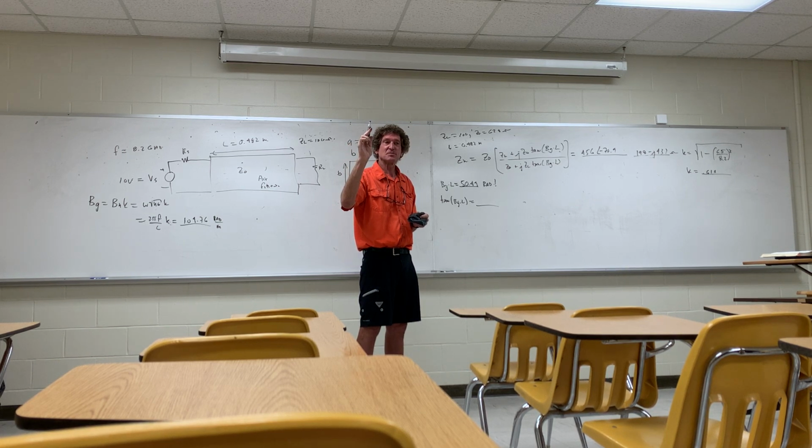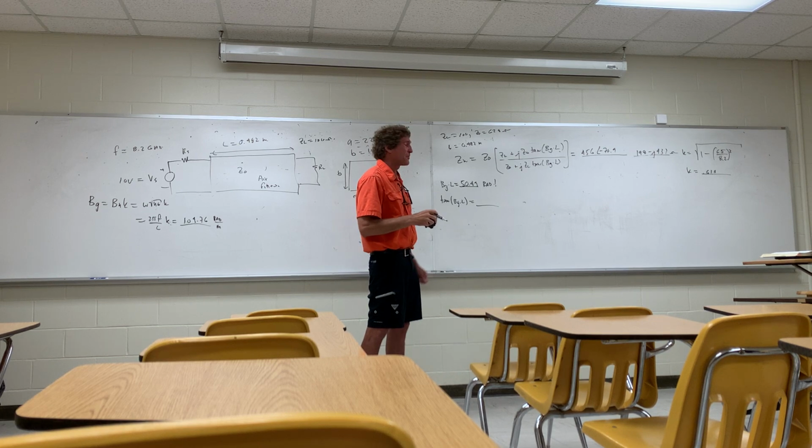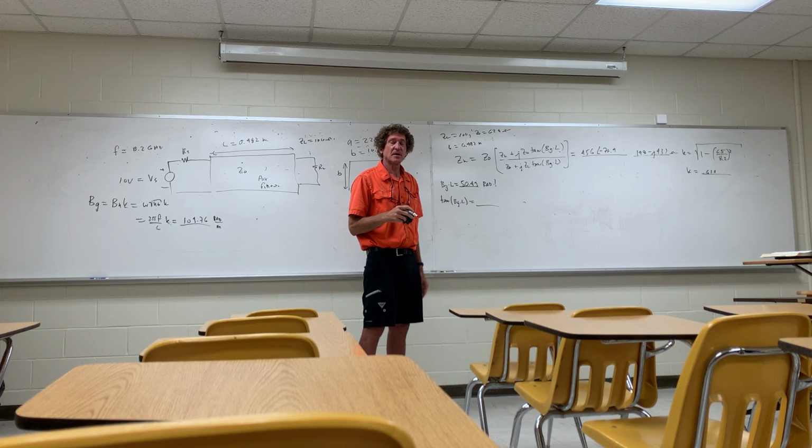0.176, that sounds more exact. Anybody else get 0.176 for the tangent of beta G times L? The tangent of 50.49 radians. Make sure it's in radians. So you have 0.228 in radians.